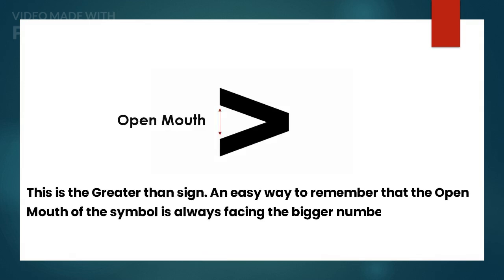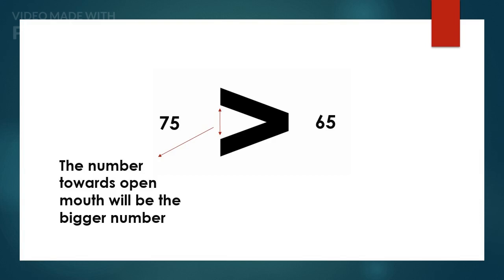This is the greater than sign. An easy way to remember is that the open mouth of the symbol is always facing the bigger number. Think this is an alligator. An alligator always opens his mouth to eat more food. So, the number towards the open mouth should be the bigger number.